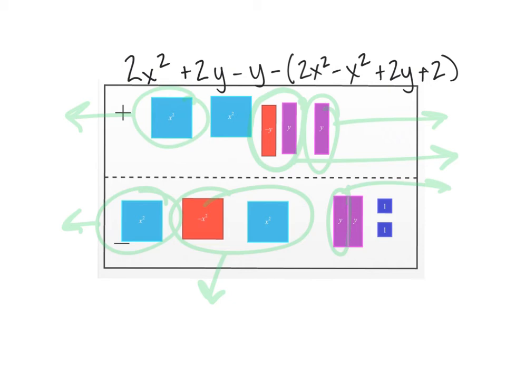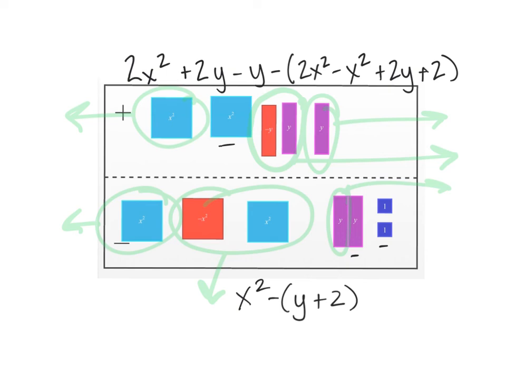So what I have left is my simplified expression. So when I look, I have an x squared tile in the positive region. I have a y in the negative region and 2 unit tiles in the negative region. So I can write this like this. I could write x squared, and then in my negative region, I would write the y plus 2. Well, when we fully simplify things, we like to also remove that parentheses to get as simplified as possible.